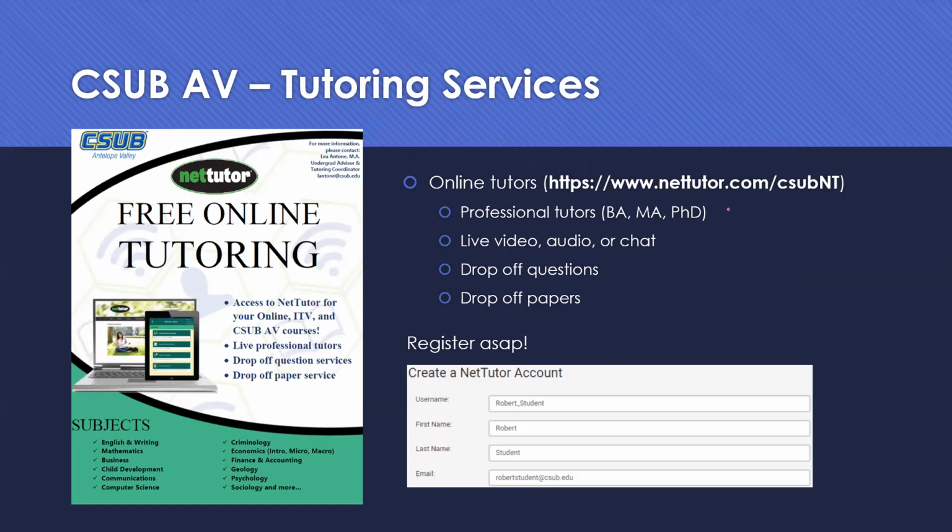The way that you access your account is you first have to register. Just go to nettutor.com/CSUBNT, create your account, pick a username, first name, last name, and then very important, you have to use your CSUB email address because CSUB is already paying for your NetTutor account. If you go a different way or you don't use your CSUB email, it's going to ask you for payment. We don't want to do that. So make sure you use that link and that you use your CSUB email so that you have access to those free services that the university already paid for.